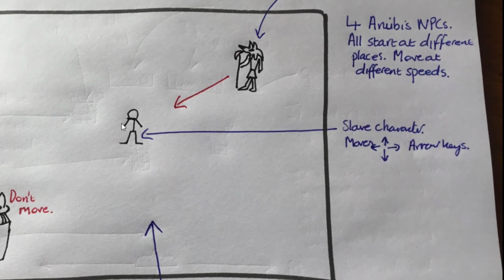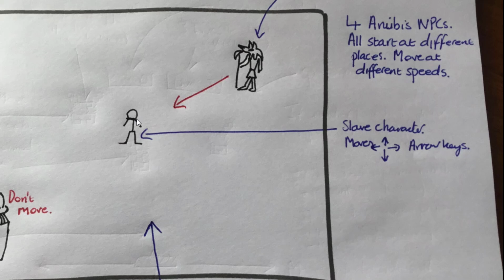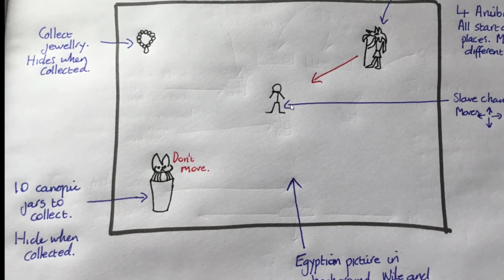is a slave character, and the slave character is going to move up, down, left and right using the arrow keys. And what the slave character has got to do is go around the screen and collect all of the artifacts that need collecting. So there is jewellery that's going to be on the screen. So there's one example of a piece of jewellery, and there'll be other pieces.